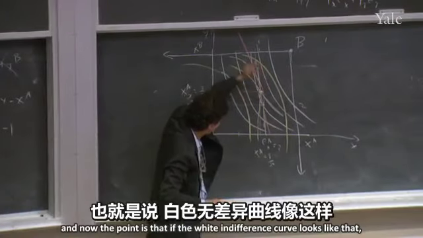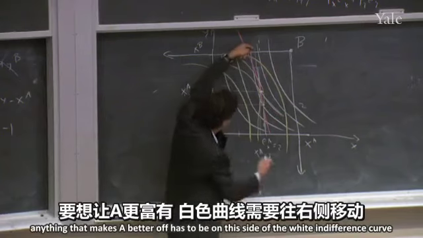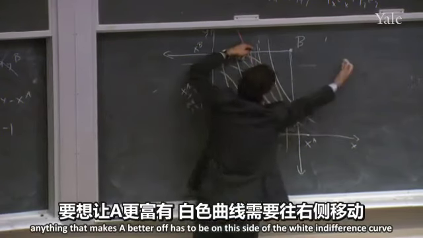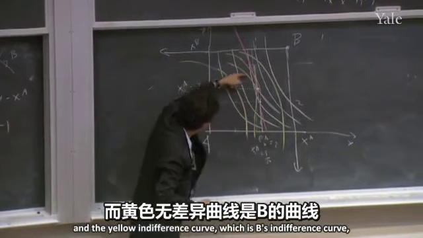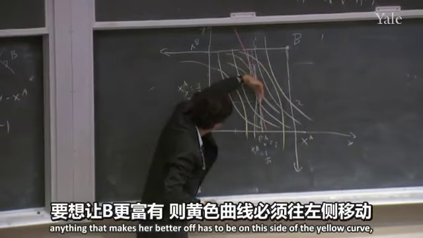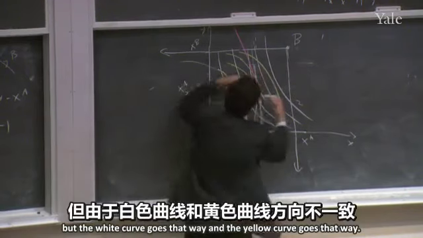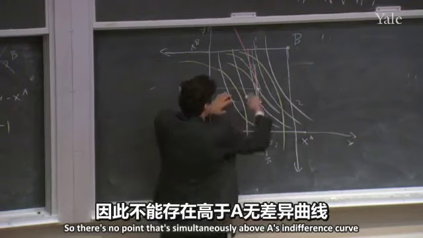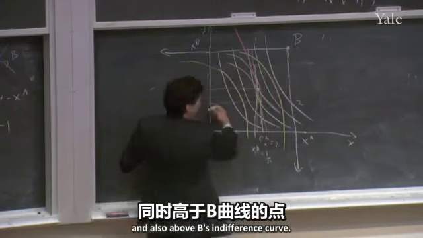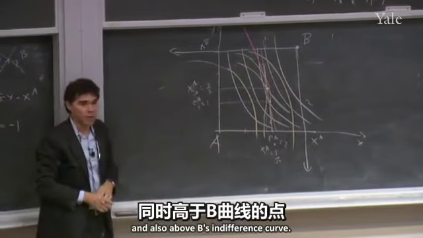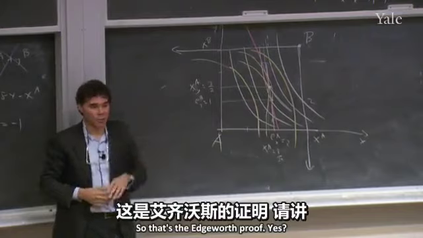And now the point is that if the white indifference curve looks like that, anything that makes A better off has to be on this side of the white indifference curve. And the yellow indifference curve, which is B's indifference curve, anything that makes her better off has to be on this side of the yellow curve. But the white curve goes that way and the yellow curve goes that way. So there's no point that's simultaneously above A's indifference curve and also above B's indifference curve. So therefore, nothing could Pareto dominate it. So that's the Edgeworth proof.